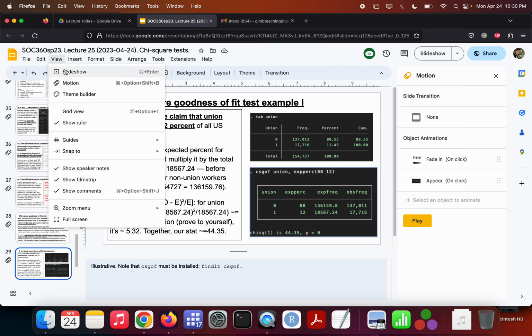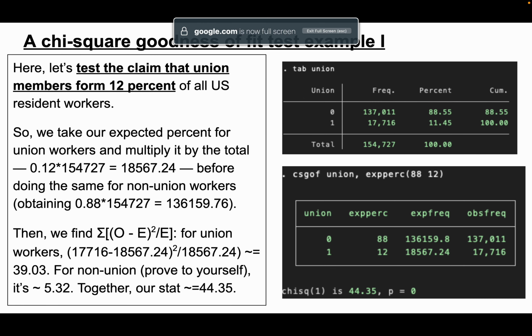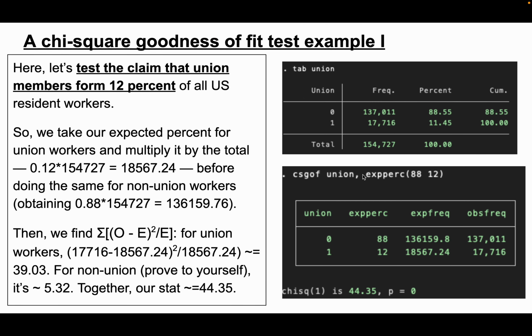Okay, so we do that in Stata, and then the syntax is pretty straightforward. We just write csgof, the name of the variable, comma, and then expected percent or exp perc like this. You do need to write the numbers in order, and you write them as numbers larger than decimals, basically as percentages, which is also kind of annoying because that's counter to the normal Stata syntax, but this is how you would do that here.